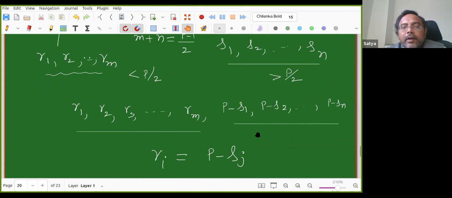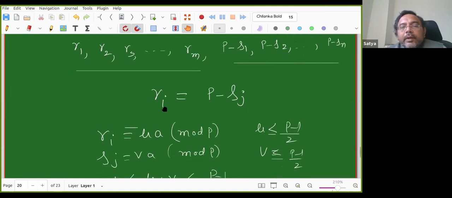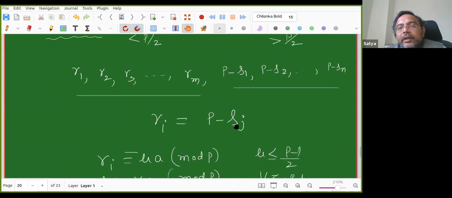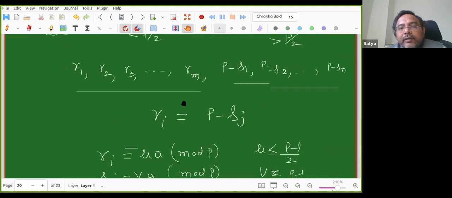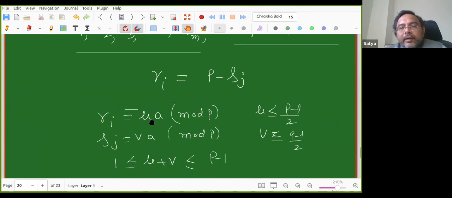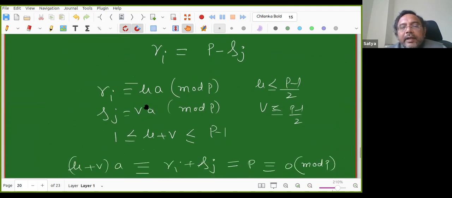How do we prove it? Suppose some Ri is equal to some P minus Sj. But what are Ri and Sj? They are remainders when I divided by Ka. So this Ri is the remainder of U times A, and Sj is the remainder of V times A, where U is less than or equal to (P minus 1)/2, and similarly V, and they are different. So U plus V is greater than or equal to 1 and less than or equal to P minus 1, because the sum maximum can be P minus 1.